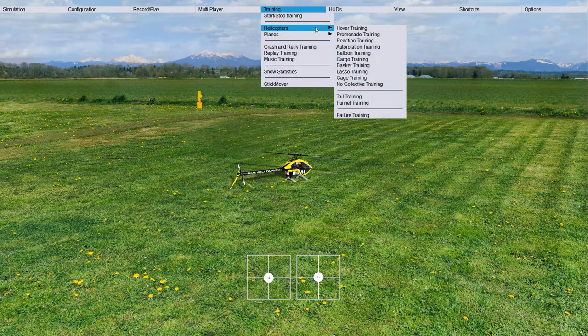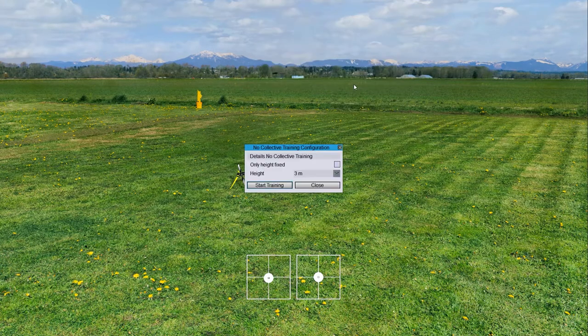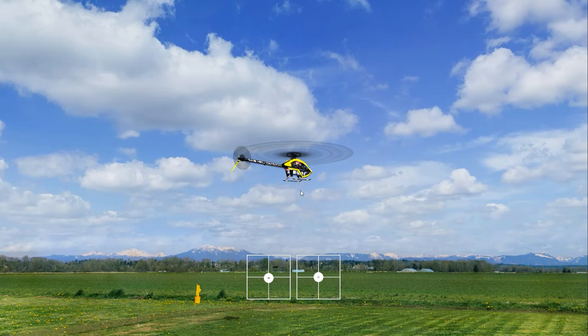We go to training, helicopter training, non-collective training. In the case of Next, it's going to be called Pyro Trainer, and you can turn it on by pressing the key Z as in zebra, and then adjusting the height. It's going to be with some arrows going up and down. Okay, so I'm going to start the motor and start the training, and I put it at 3 meters so that we can see only sky around us.